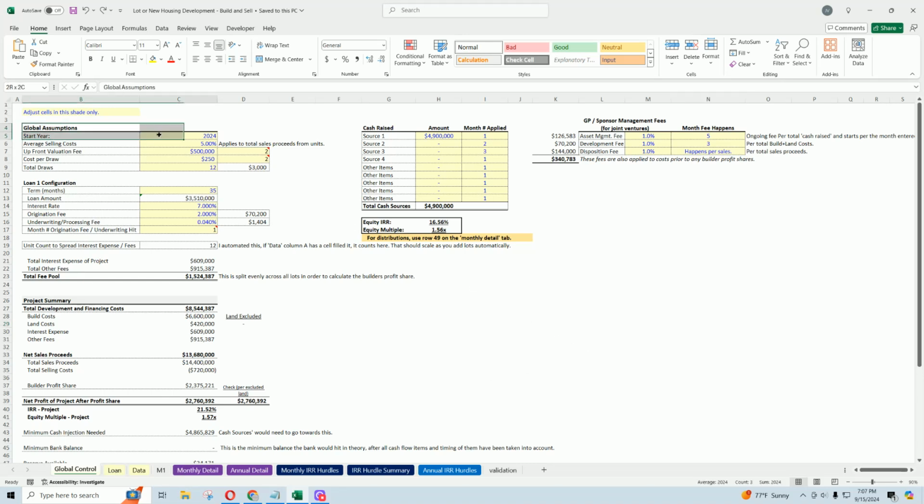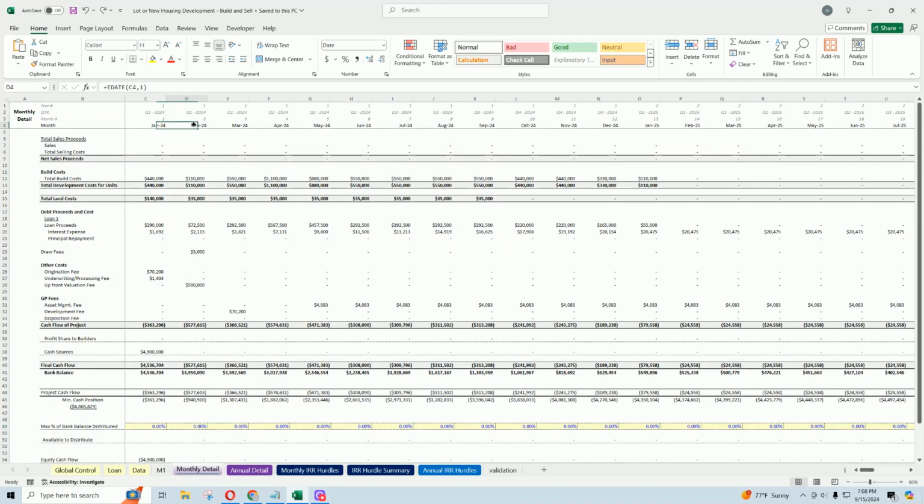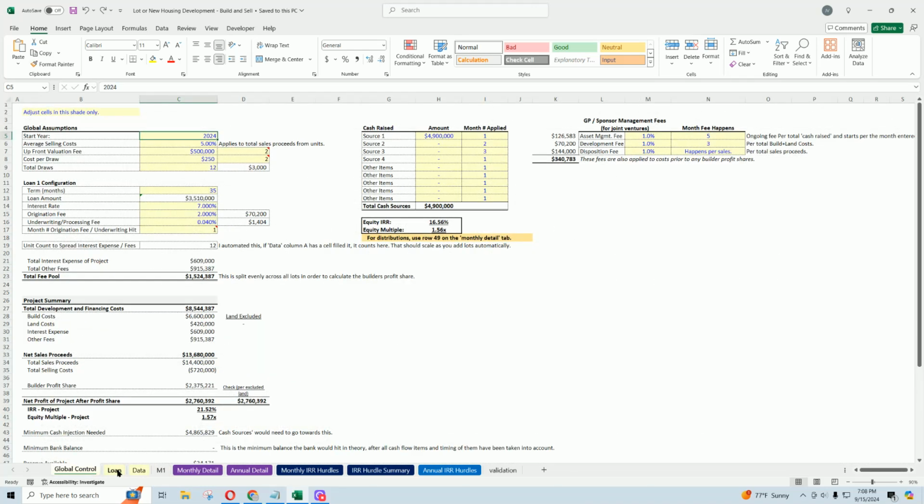So up top, you have global assumptions. You can enter the start year here. Now, the fiscal years don't really matter for the dates. So don't get too caught up in the fiscal years, like it says here, January, February, March. The main thing is the whole model will run off of the month number. Basically, month one is when the first month things can happen. And then as you enter months in the future, it will drive the expected activities.